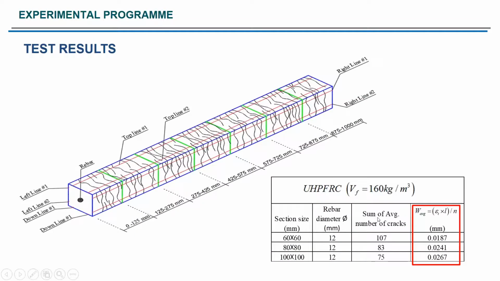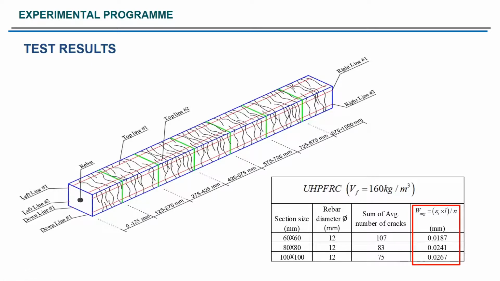At the end of the test, after unloading, the number of cracks was recorded by wetting the surfaces with water, and by combining the number of cracks with the elongation measured, the average crack width can be evaluated. So the values obtained for this type of concrete with reinforcement are really small, which is very good news for durability design. The average crack opening was always lower than 0.5 millimeters.